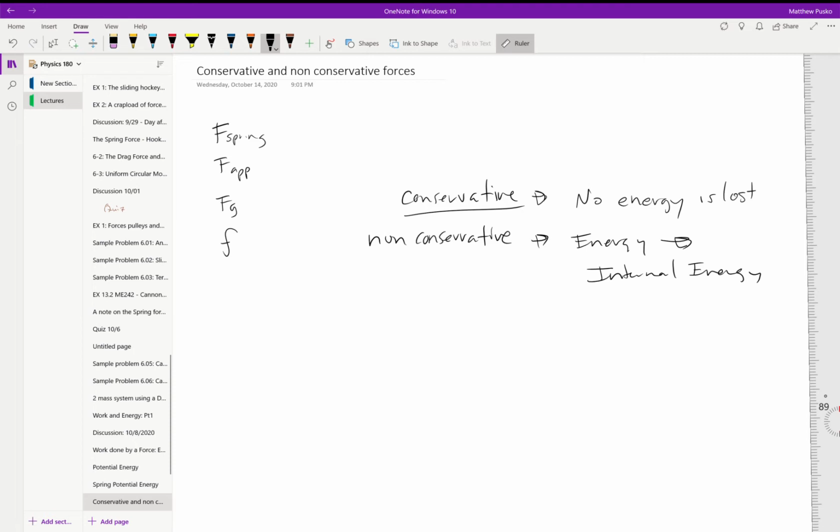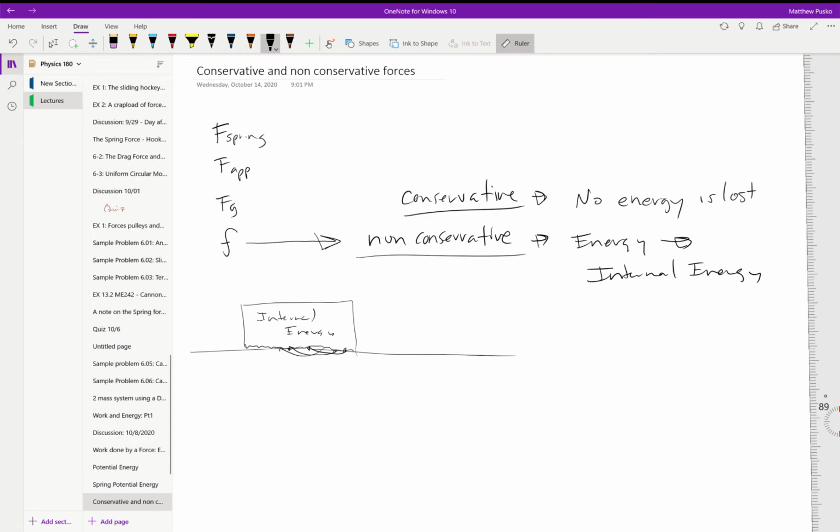So we've spoken about this already, and a good example of that non-conservative force would be our frictional force. As we have a mass sliding across a rough surface, we're actually dislocating little pieces and sliding them over. We're creating sound, light, and heat, and that all ends up being internal energy.